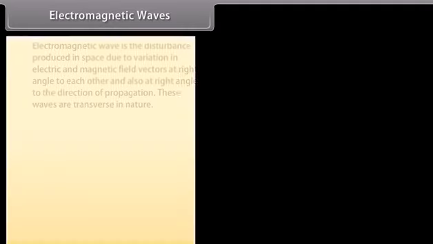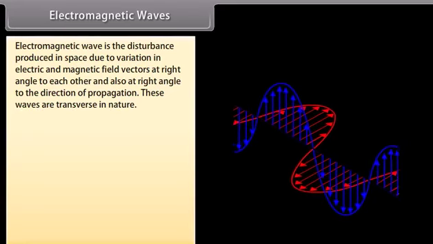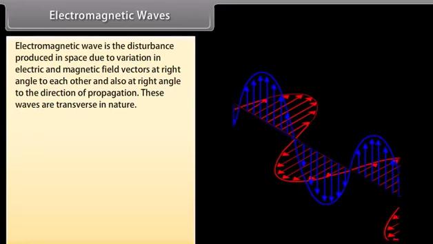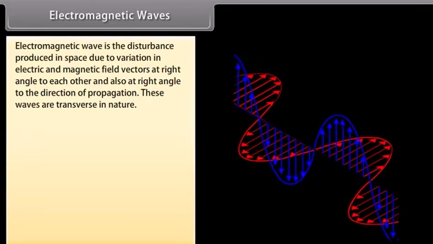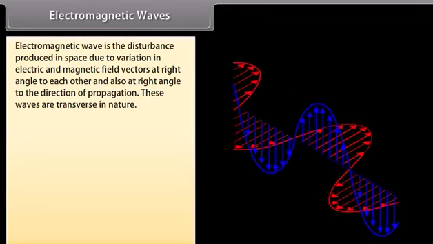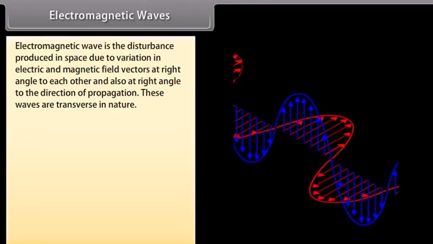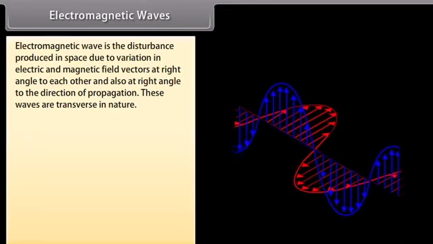Electromagnetic waves. An electromagnetic wave is the disturbance produced in space due to variation in electric and magnetic field vectors at right angles to each other and also at right angles to the direction of propagation. These waves are transverse in nature.